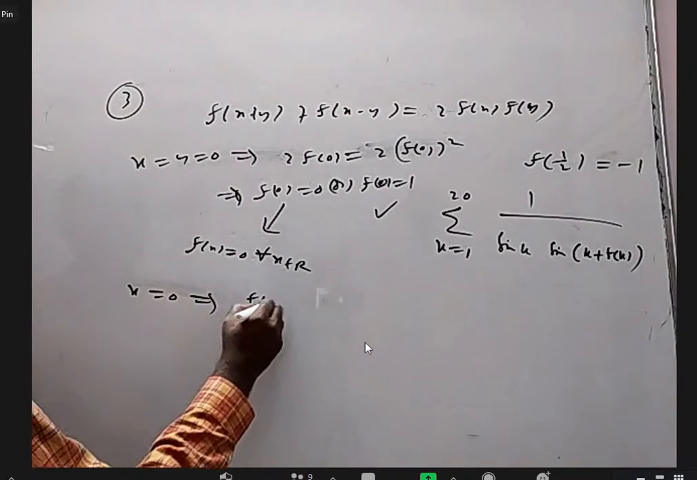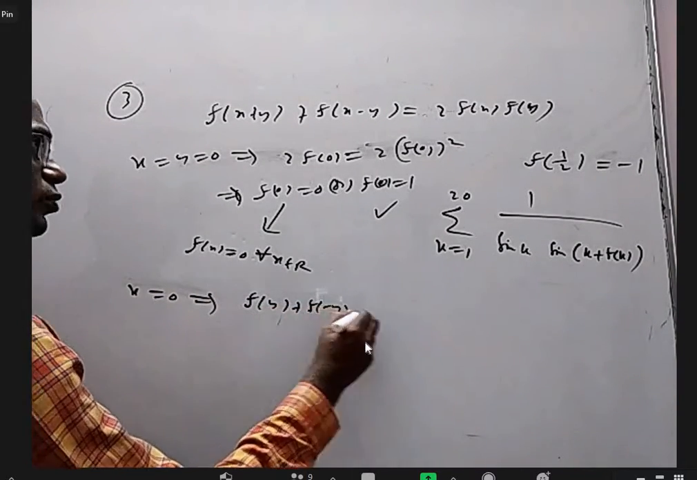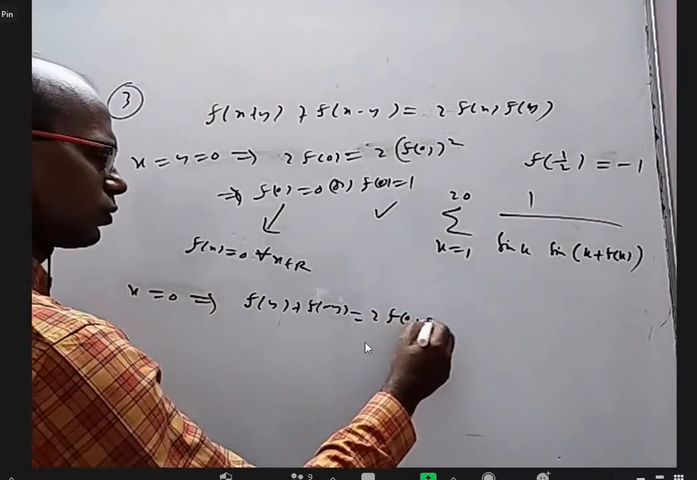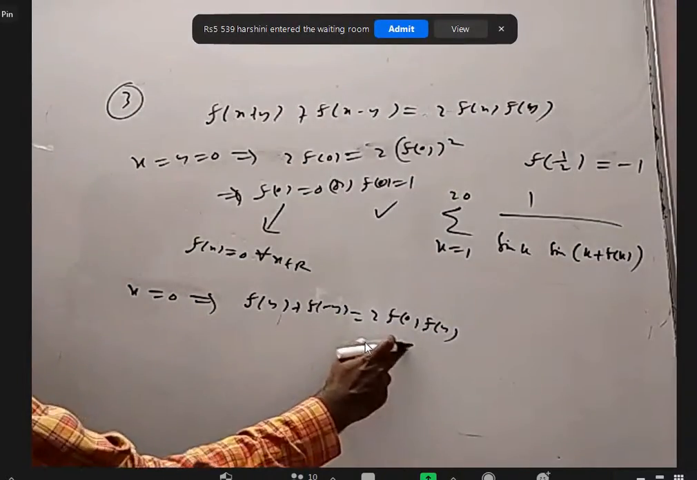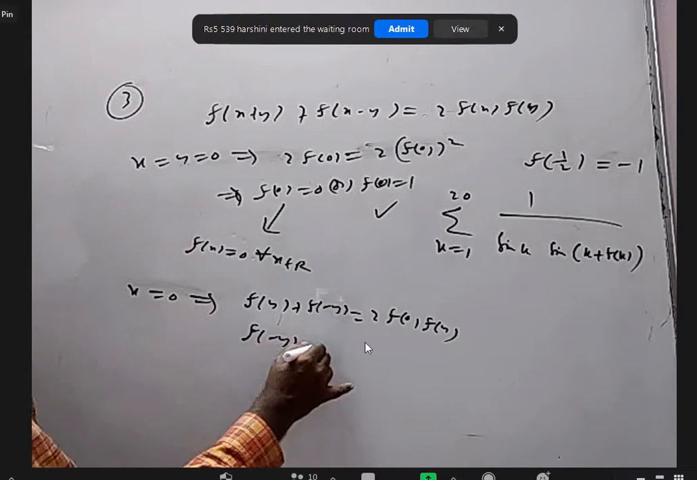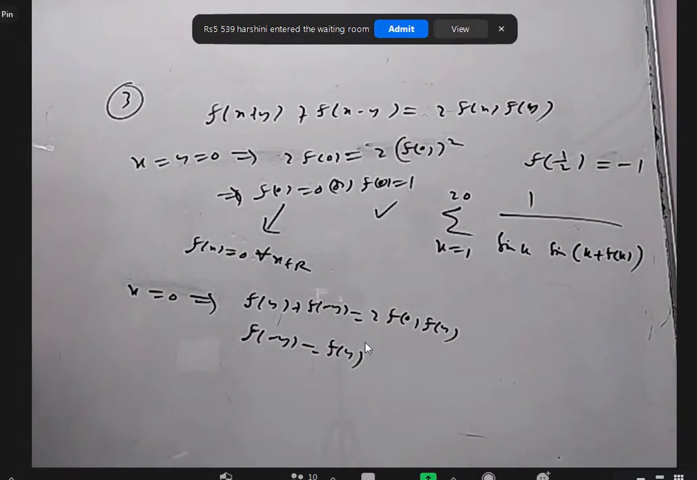If I put x equal to 0, f of y plus f of minus y is equal to 2f of 0 into f of y. This is 1. This will go that side. I'll get f of minus y equal to f of y. That's all. I'll not be able to know anything more.